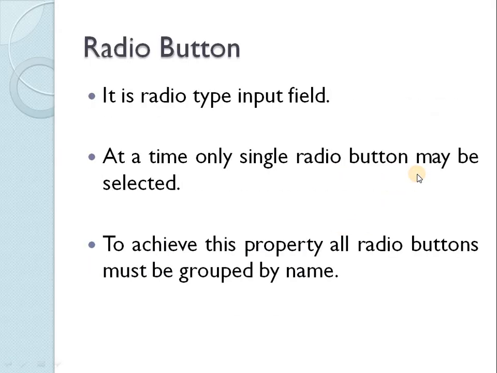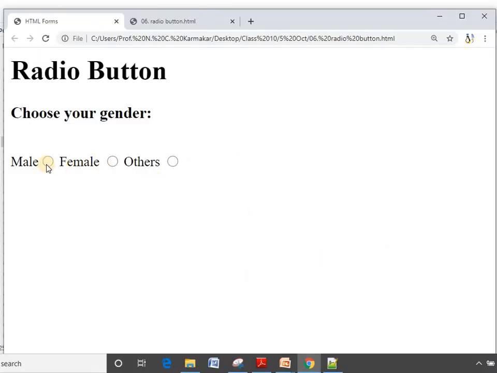Now radio button. It is a radio type input field. At a time only one single radio button may be selected, may be clicked. To achieve this property, all radio buttons must be grouped by name. See the example and it will make a very clear concept for you, because without an example it is a little bit difficult to understand the radio buttons. See, this is the radio button. Choose your gender, male. We can select only one option at a time. We cannot select multiple items. So this is the quality of the radio button.